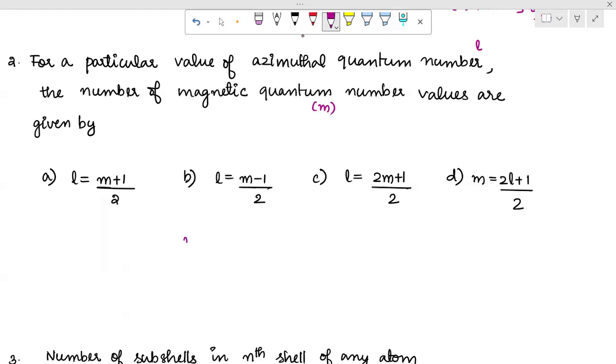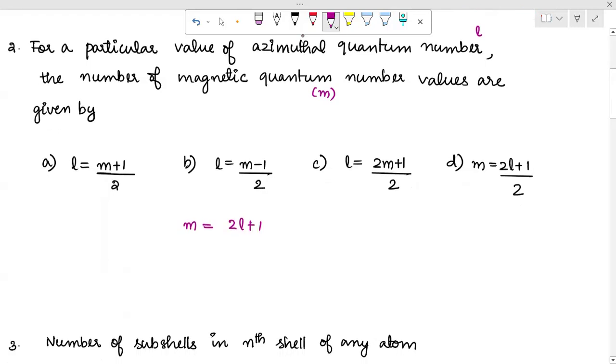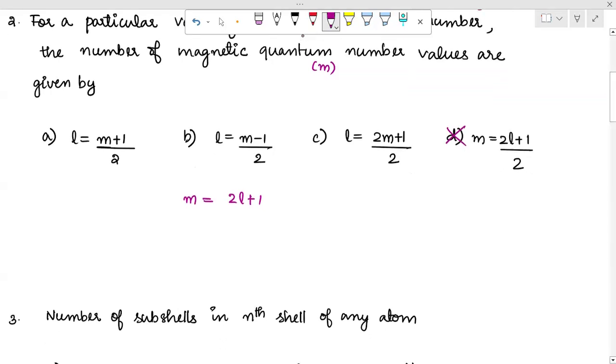Now, how is it rearranged? Let's see. Earlier we saw that the value of M, or the number of orbitals in any subshell, is equal to 2L plus 1. Now we can rearrange. Here M is equal to 2L plus 1 by 2 is what is given, so that option is wrong. In all the other options, the answer is written in terms of L. So let's rearrange this in terms of L. M minus 1 is equal to 2L. Take 2 to the side: M minus 1 by 2 is equal to L. So the correct answer is option B.